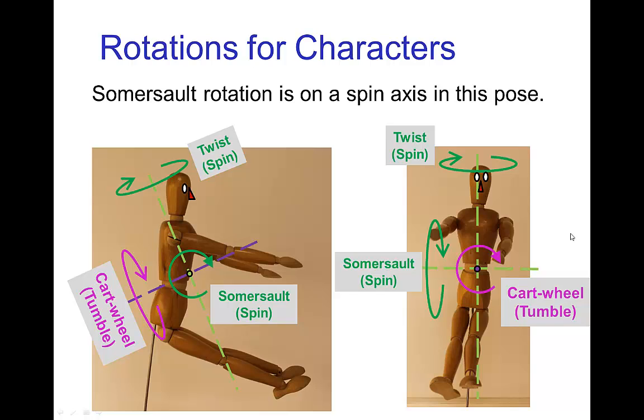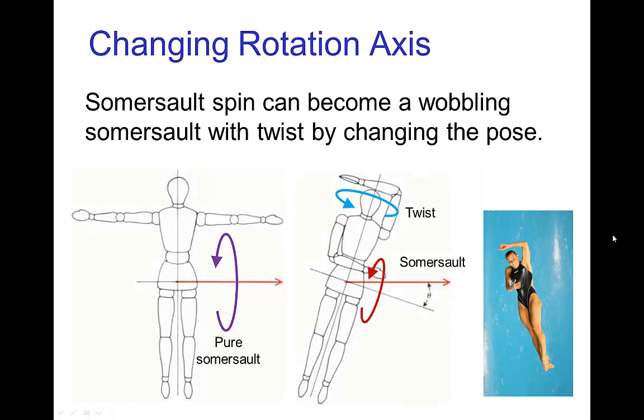And here's another pose which has a stable somersault axis. So we'll have a spinning motion for somersaults in this pose, and again in this one the cartwheel axis is unstable. Now, by changing the pose, the rotation can change significantly, not just in the rate, but also in the form of the rotation.